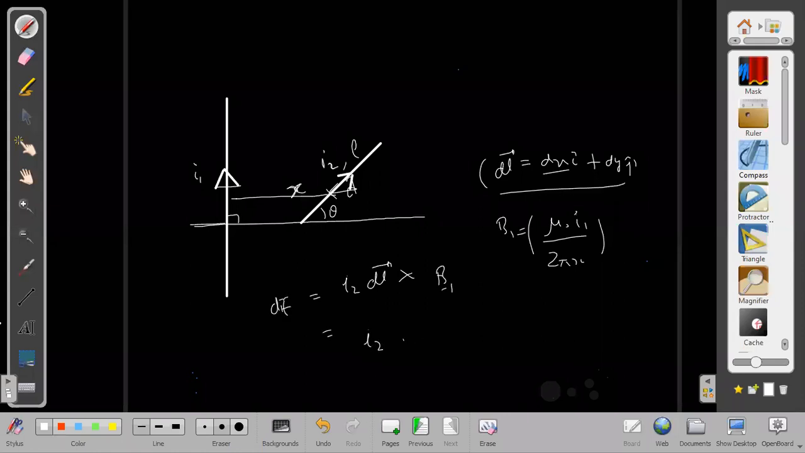I2 into dL, which is dx i cap plus dy j cap, cross B1. Along which direction? Minus theta, minus I, k cap, right? Then it will become I2 into B1 into i cross k. K cross i is j.